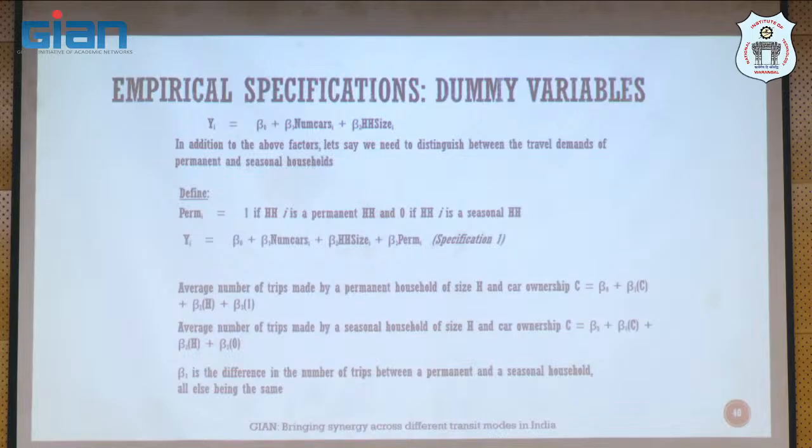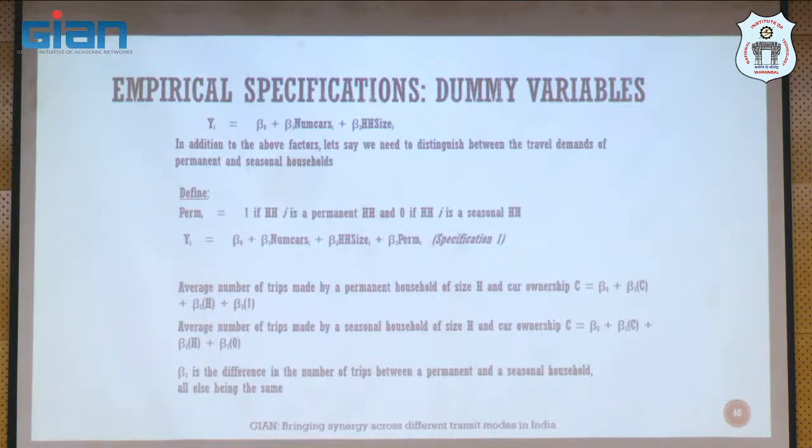Beta 3. Okay, so households: beta 3 represents the difference in number of trips between a household that is permanent versus seasonal. So if everything else is the same, beta 3 represents the difference between a permanent household and a seasonal household with the same number of cars and the same number of people in the household. Okay, that's how you interpret beta.